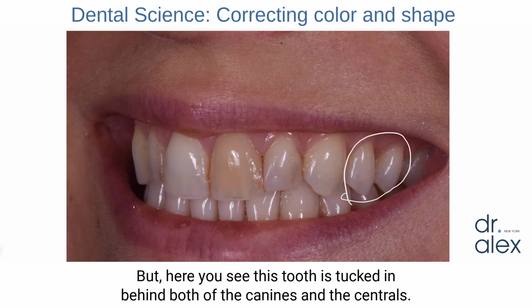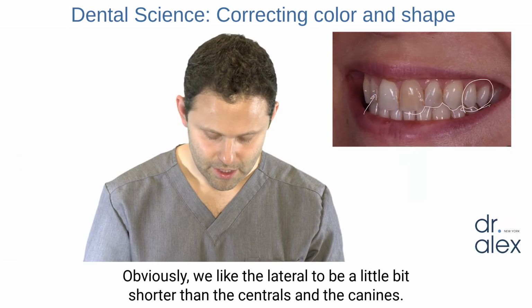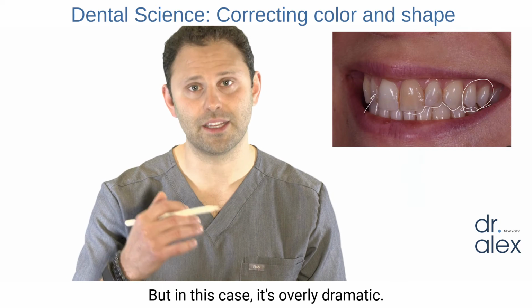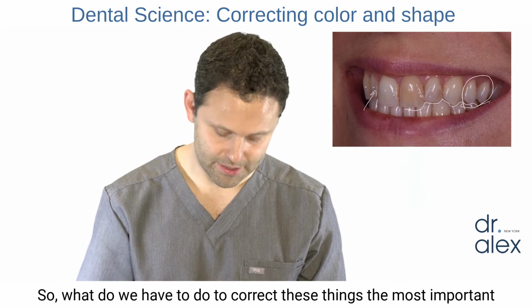But here you see this tooth is tucked in behind both of the canines and the centrals, and so also there's an imbalance in the position of the edges. Obviously we like the lateral to be a little bit shorter than the centrals and the canines, but in this case it's overly dramatic. So what do we have to do to correct these things?